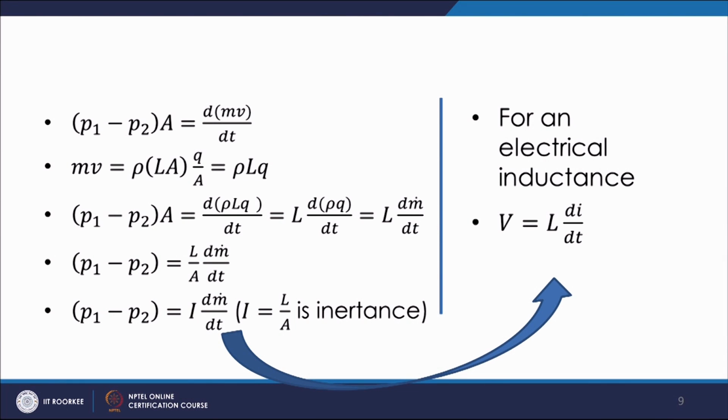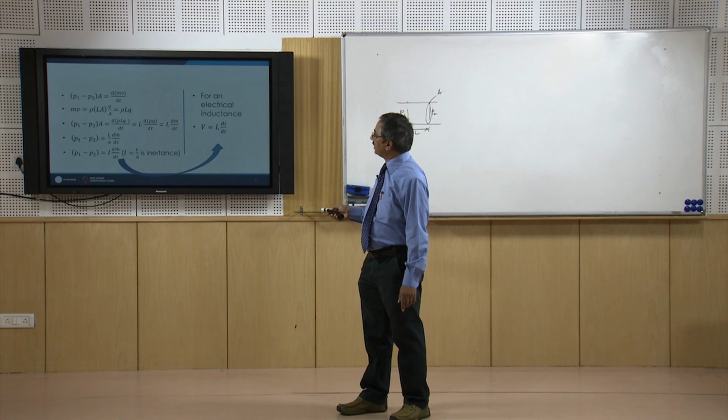Okay, and here this is your meter cube per second divided by meter square. So that will be giving you meter per second. So basically here we get the momentum. All right, and this A gets cancelled. So I have rho L Q.